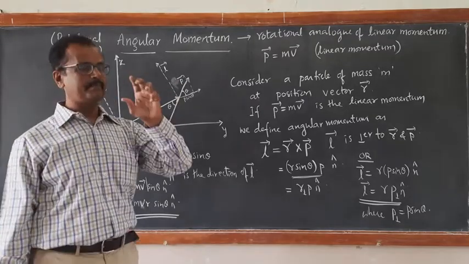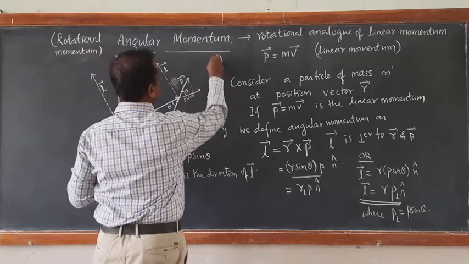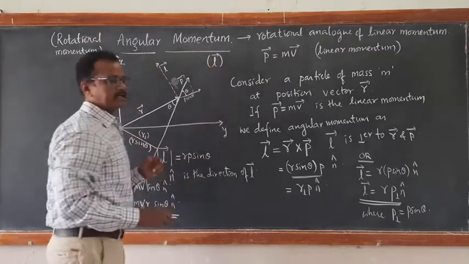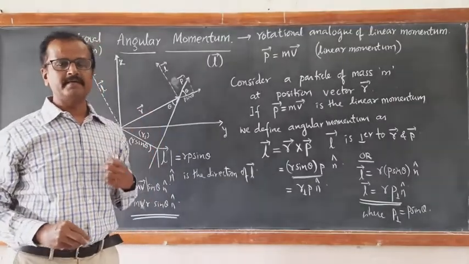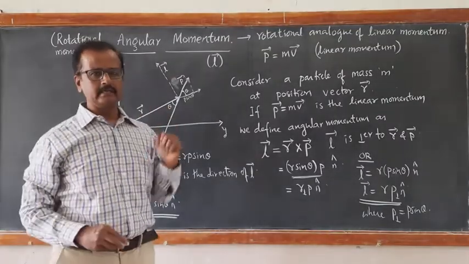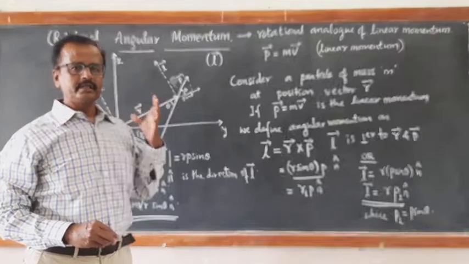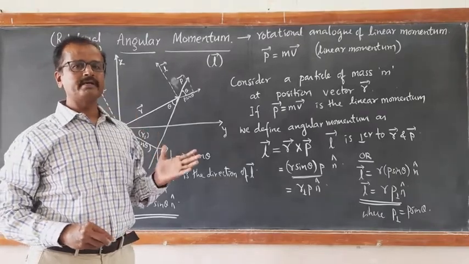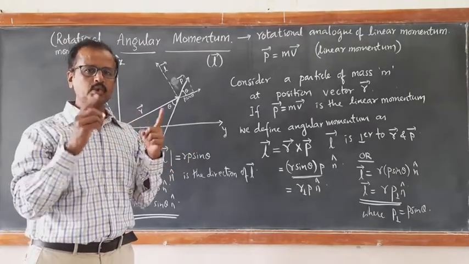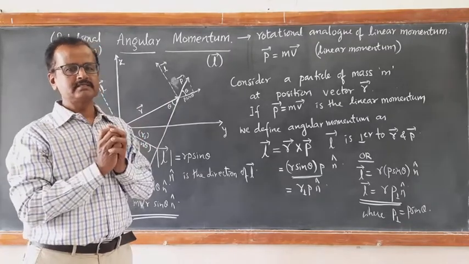For a single particle, the notation for angular momentum is small l. It is a vector quantity. For a system of particles consisting of n number of particles, we take capital L, wherein we add all the L vectors, L1 vector, L2 vector, L3 vector and so on of all the particles. That gives us the total angular momentum of that system of n particles.